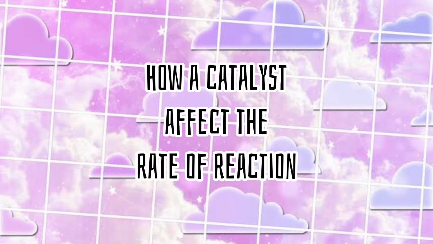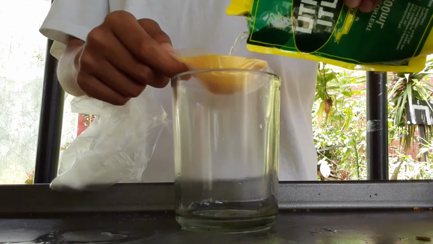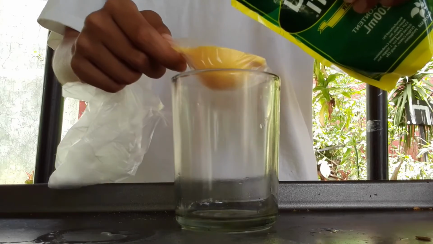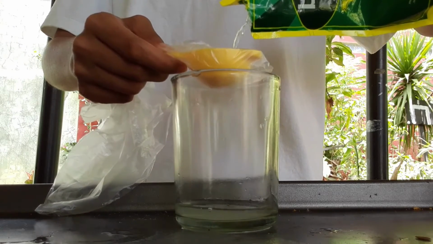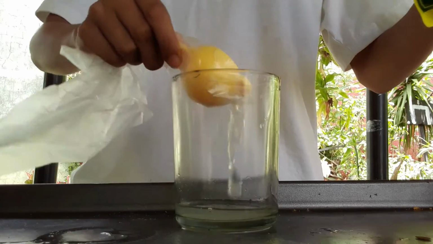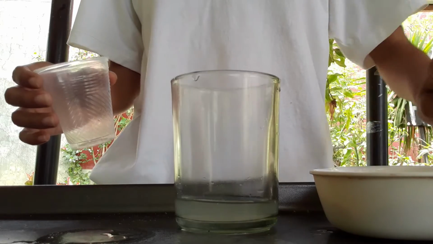Last is how a catalyst affects the rate of reaction. For this experiment, we need a clear glass, vinegar, and baking soda. I don't have a measuring cup, so I use the measuring spoon. I use a 1 tablespoon, which is equivalent to 15 ml.